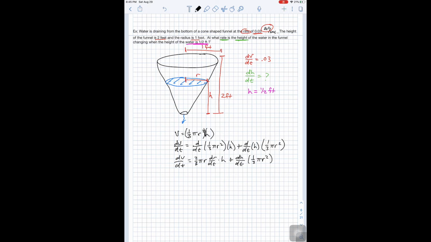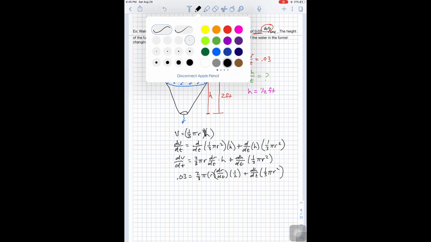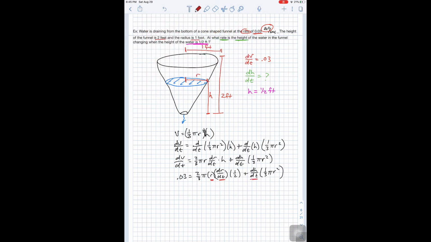Okay, now look at what happens. I go, okay, dV/dt, I've got 0.03. I've got 2/3 pi. The radius, I don't know. dr/dt, I don't know. The height is 1/2. dH/dt is what I want to know. And 1/3 pi, and again, r, I don't know. So I've got 1, 2, 3, if you count the r twice, you got 4 places where you have unknowns, which is way too many.